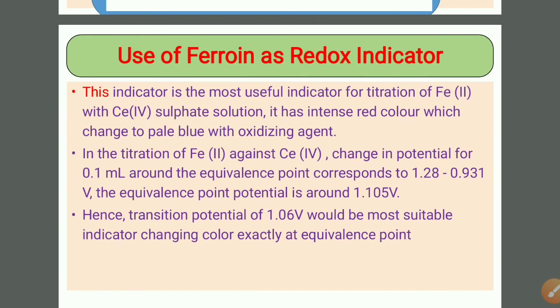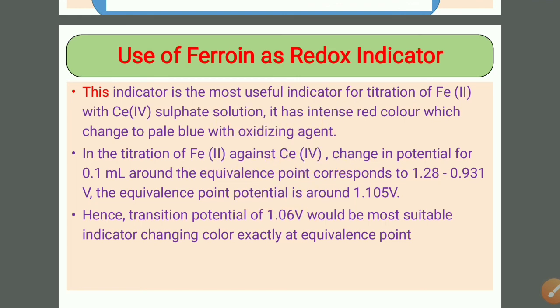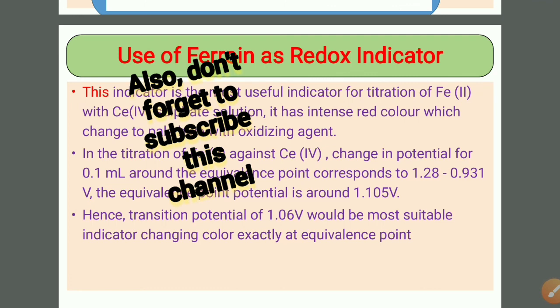This indicator is the most useful indicator for the titration of Fe2+ ion solution with cerium(IV) sulfate solution. It has an intense red color which changes to pale blue with an oxidizing agent. In the titration of Fe2+ against cerium(IV), the change in potential for 0.1 ml around the equivalence point corresponds to 1.28 to 0.931 volt. The equivalence point potential is around 1.105 volt. Hence, the transition potential of 1.06 volt would be the most suitable indicator, changing color exactly at the equivalence point.